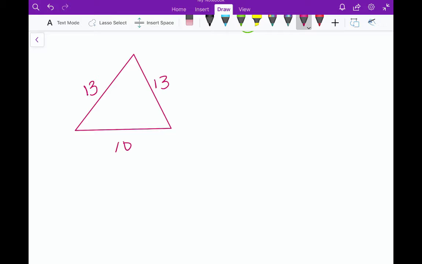The last thing I want to talk about is what happens in an isosceles triangle. So in an isosceles triangle like this one, the altitude of the triangle, which remember is the height, is the perpendicular line from a vertex to the opposite side at a right angle. The altitude will also be the perpendicular bisector.